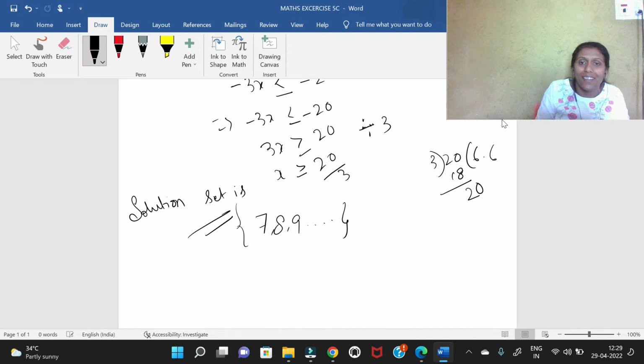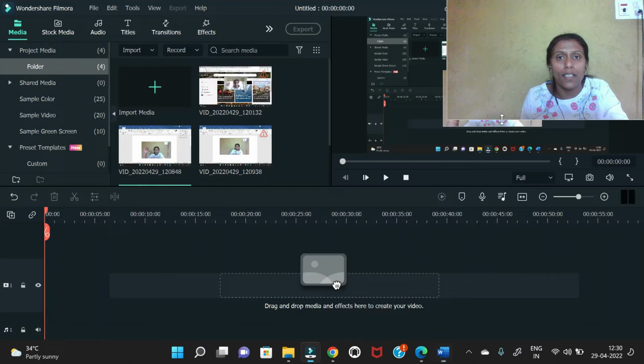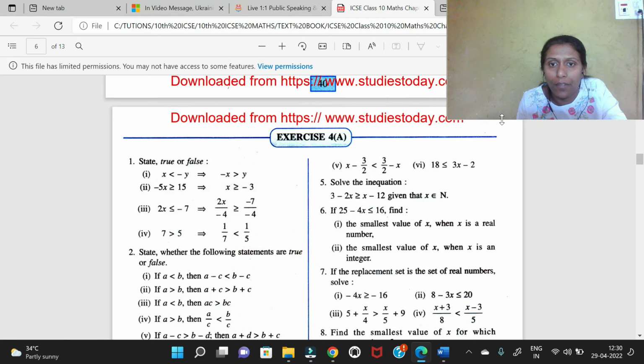Got it? What are the two methods with it? One thing, we wanted to identify what is 20 by 3. It becomes 6.66. Because it's a decimal and not a whole number, we didn't take that. What is greater than that? The whole number next to 6.66 is 7 and so on. So that being the case, 7, 8, 9 and so on is the solution set. Now, let us see what is there next.